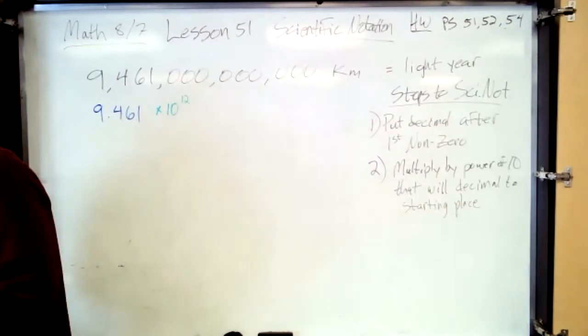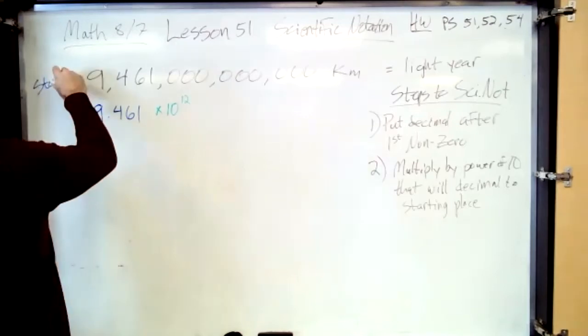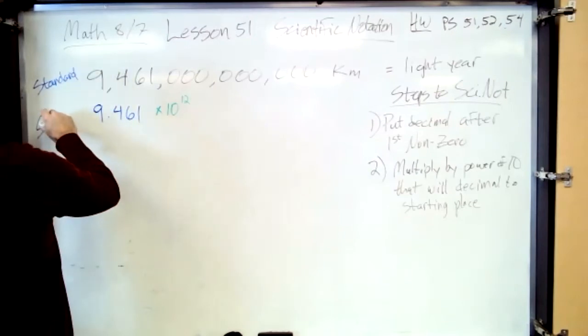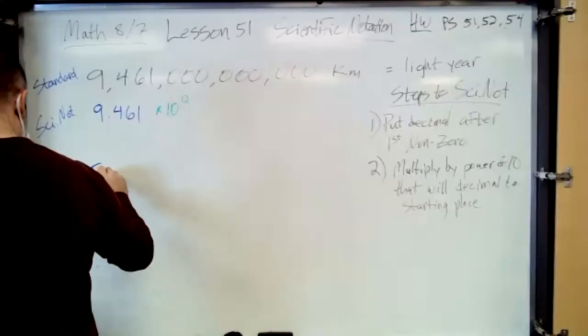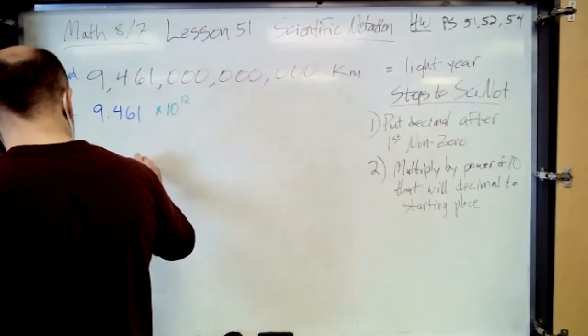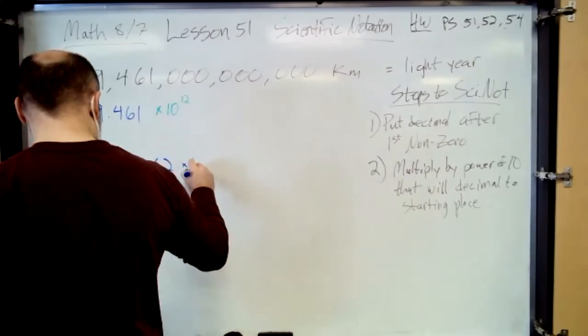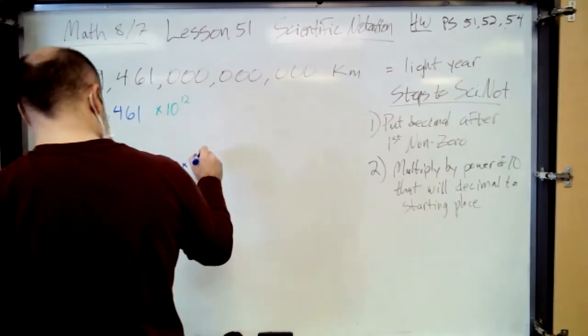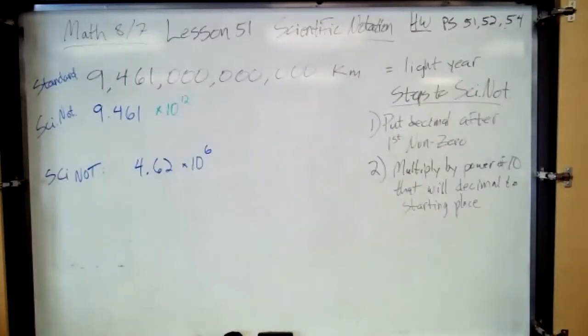So let's see if, so that's going, changing a standard notation. This is standard notation, and this is scientific notation. So let's see if we can go the other way. The other way is easy because you're changing from scientific notation to standard notation. So I want to change this number to standard notation. How do you do that? I just want to make it a normal number. I don't want a scientific notation.